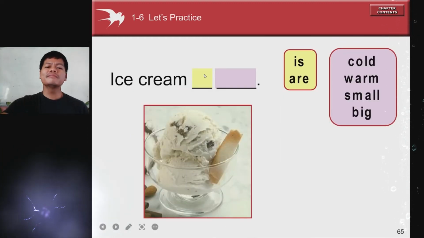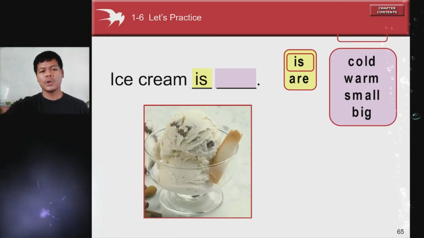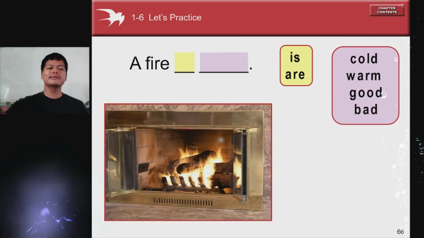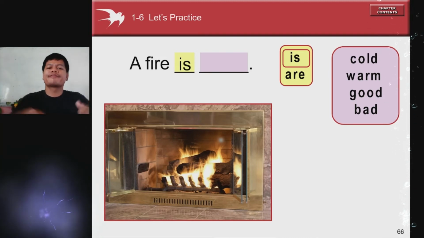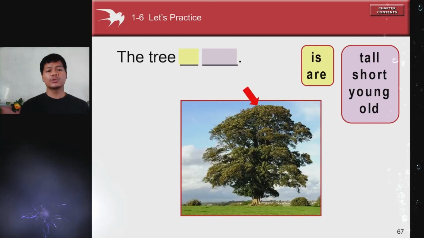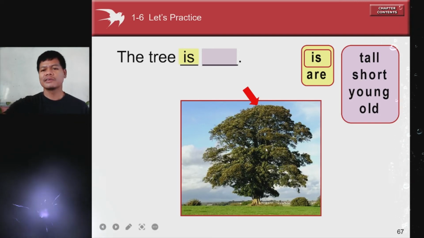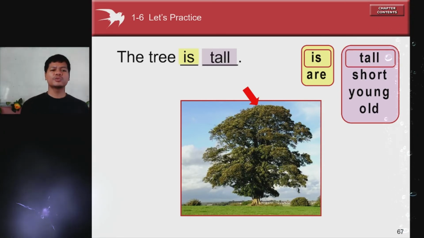Ice cream is big or small, warm or cold? Cold. Ice cream is cold. Okay, very good. A fire is cold, warm, good, bad, or not? No. A fire is warm. Okay, and then the tree is little, tall, short, young or old? Tall. Okay, the tree is tall.